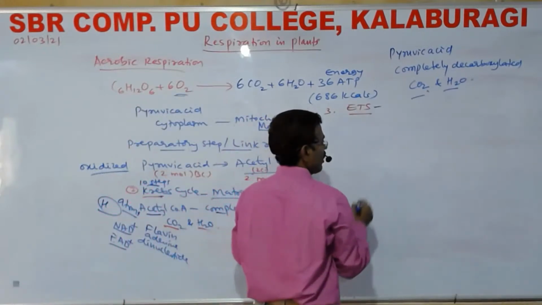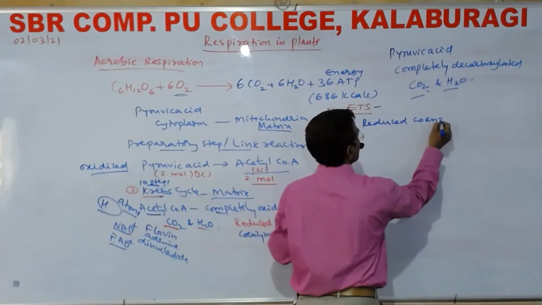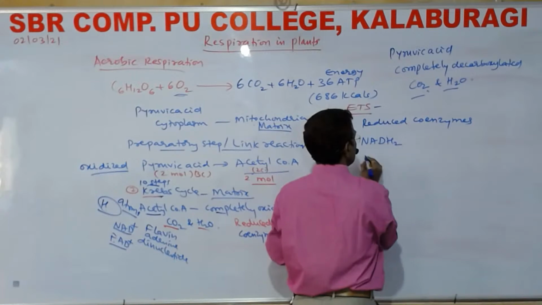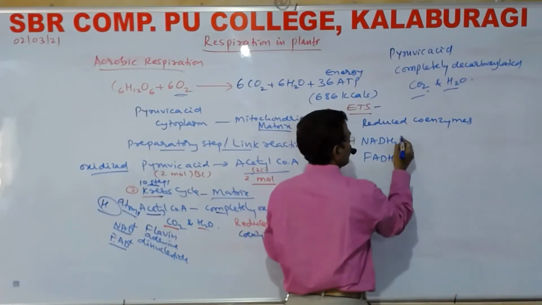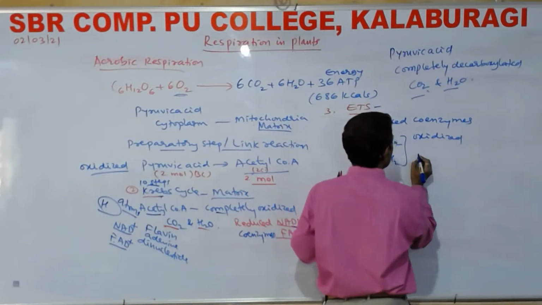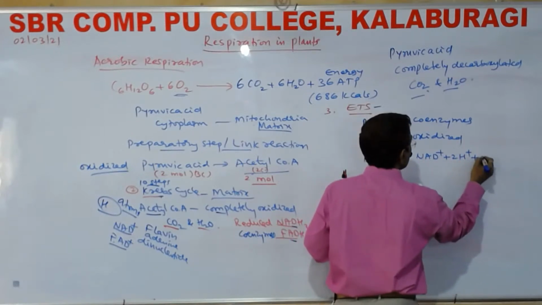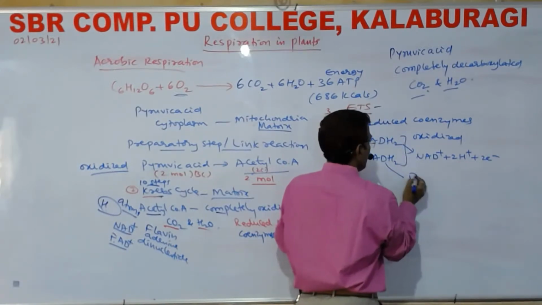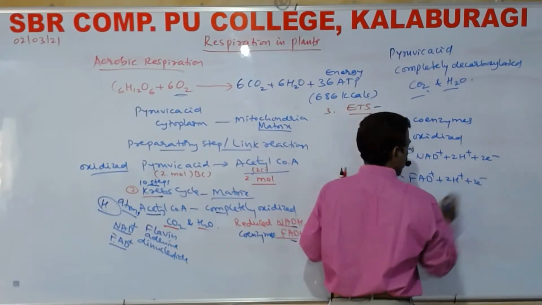So during the electron transport system, the reduced coenzymes such as NADH2 and FADH2 are oxidized. They are oxidized means they release NAD plus, 2 protons and 2 electrons. And FADH2 releases FAD plus, 2 protons and 2 electrons.